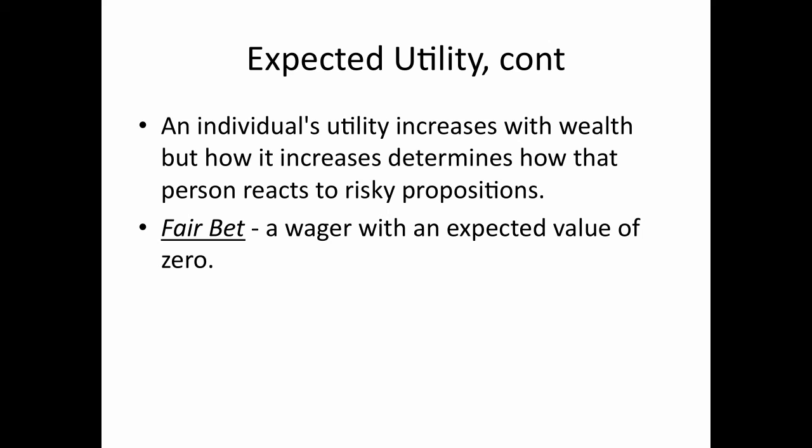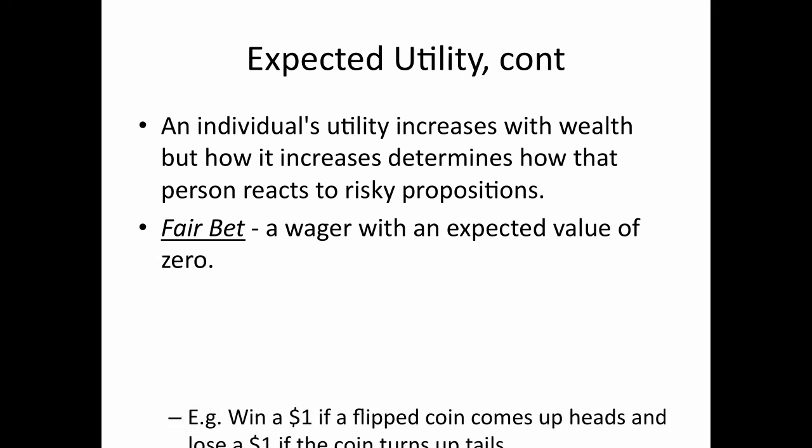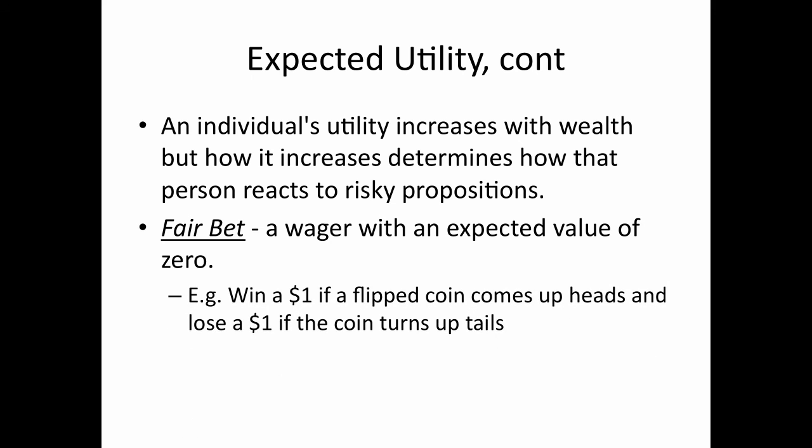Now, in the context of risk, a notion known as a fair bet becomes very important. And all a fair bet is, is a wager whose expected value is 0. So as an example, let's consider what we would call a fair coin being tossed. This is a coin where there's a 50% chance of heads or a 50% chance of tails. And in this example, let's suppose you win $1 if the flipped coin comes up heads, and you lose $1 if the coin turns up tails.